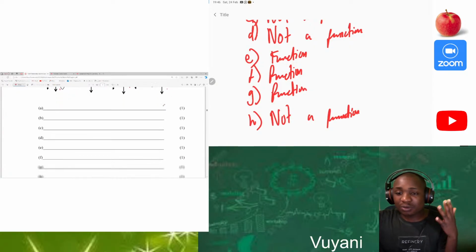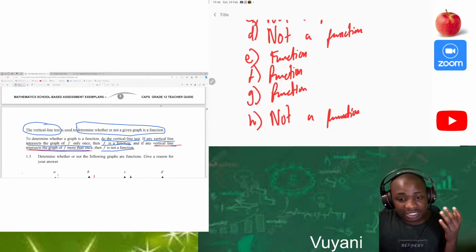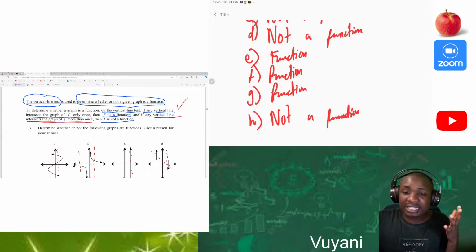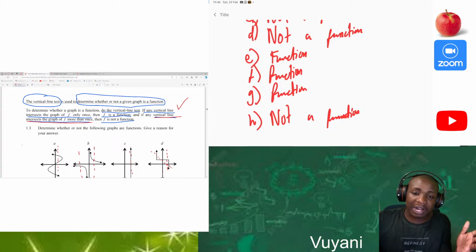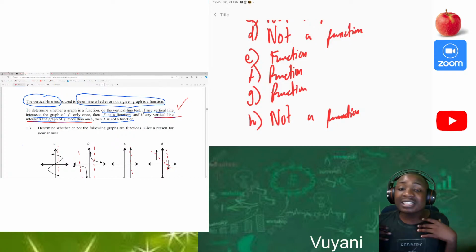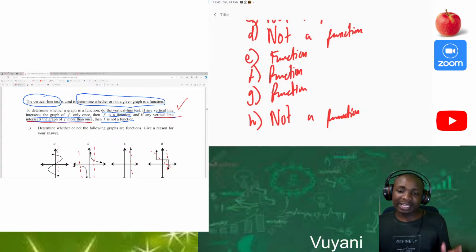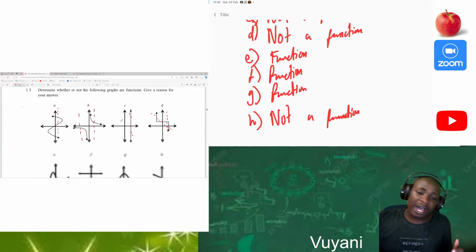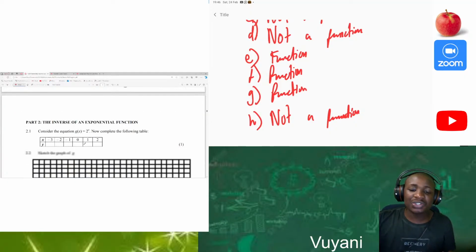Then we are done with this question. This was easy because we just need to understand this small English: if our vertical line intersects the graph of f only once, then that's a function. But if it intersects more than once, then that's not a function. That's why we are using our vertical line test.